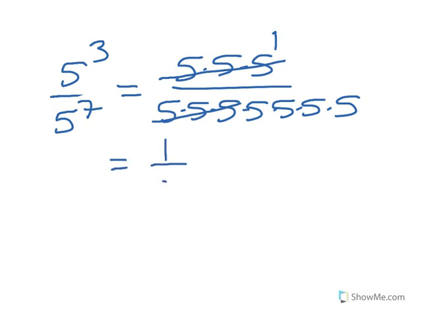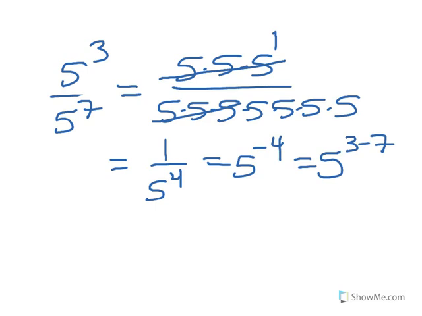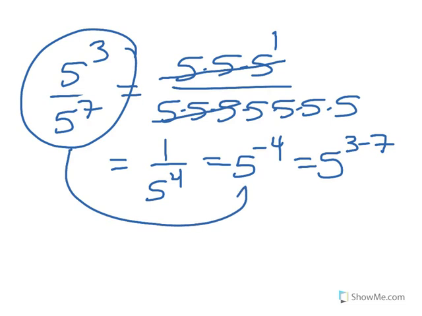So now we have 1 over 5 to the 4th, which we know from our work with negative exponents is 5 to the negative 4. And that means, of course, that we didn't have to go through all that, and we won't ever do it again. We just could have taken 3 minus 7 to get 5 to the negative 4. So from now on, all we do is subtract the exponents. I promise.